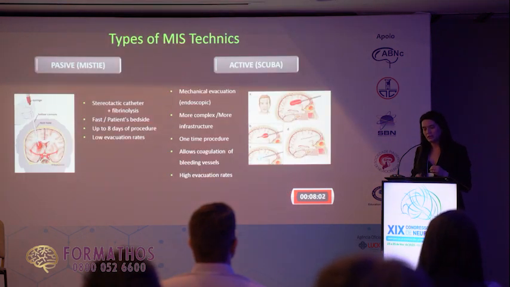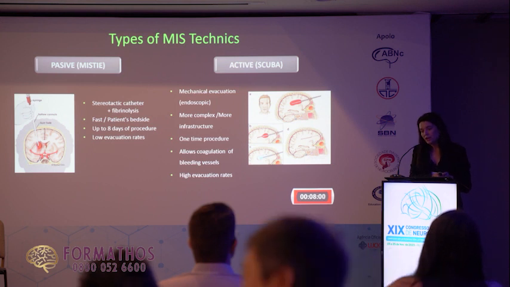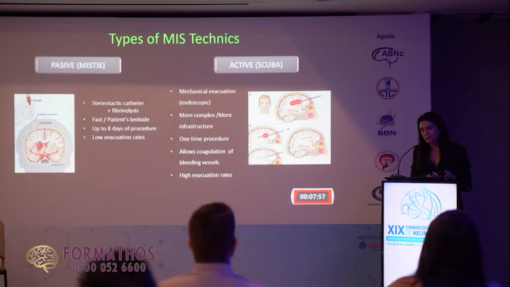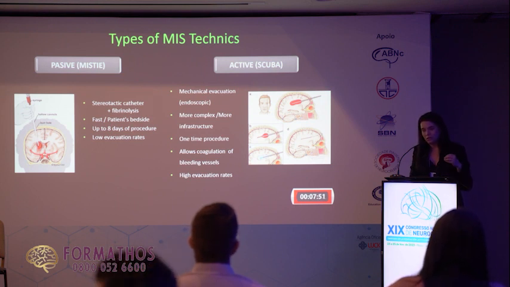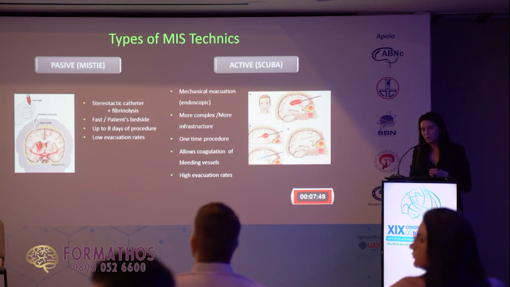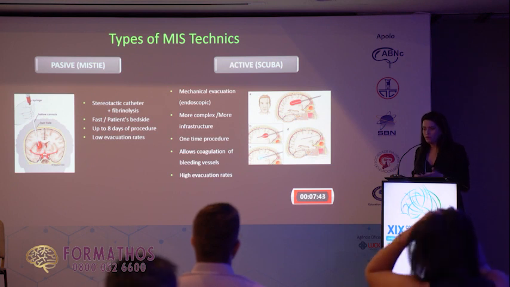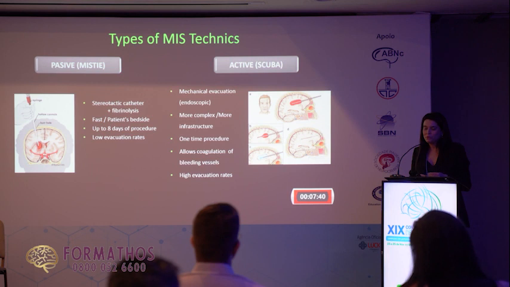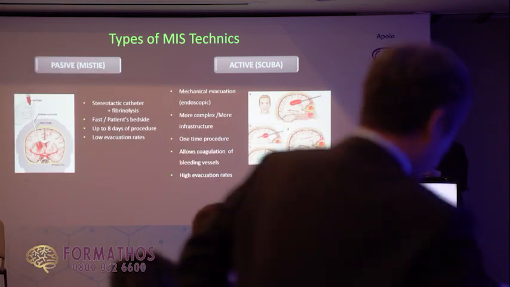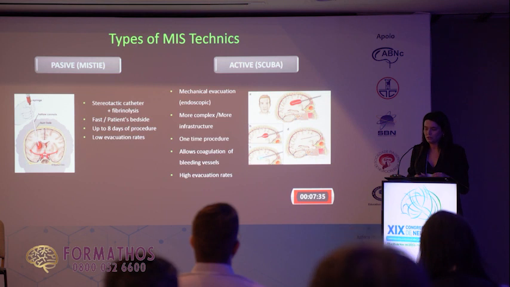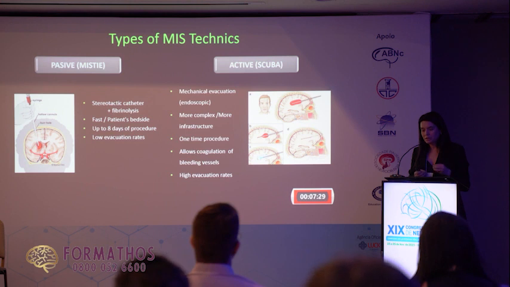also helped develop these techniques, and we went from the earlier type of techniques that were the ones used in the MISTIE trial. So we were using a stereotactic catheter and administering fibrinolysis through this catheter, and then the hematoma would evacuate in a passive way, so through several days, right? So we would achieve low evacuation rates. And then we went to more complex techniques that require intraoperative imaging and neuronavigation, endoscopic evacuation, but were a one-time procedure that allows higher evacuation rates and even coagulation of bleeding vessels.